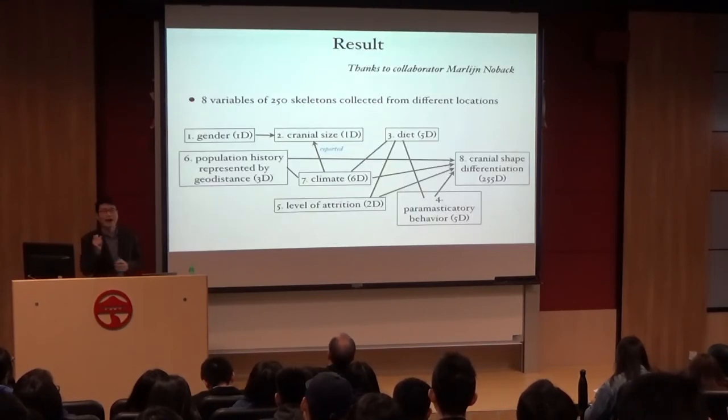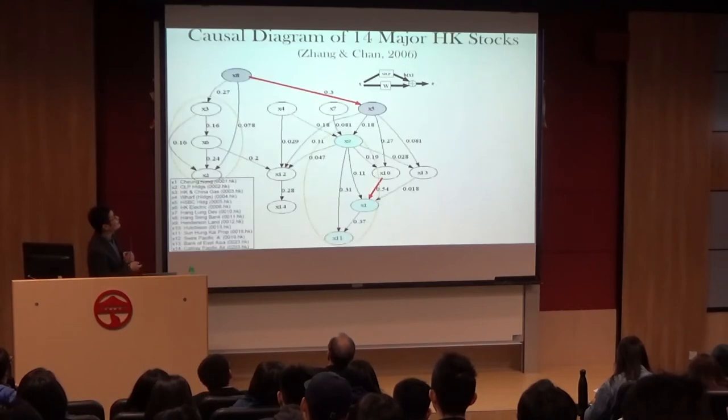Basically, you can see that by making use of machine learning methods to analyze the data, you can really go back to the causal process. So causality is not really mysterious anymore. Here you can see another example.